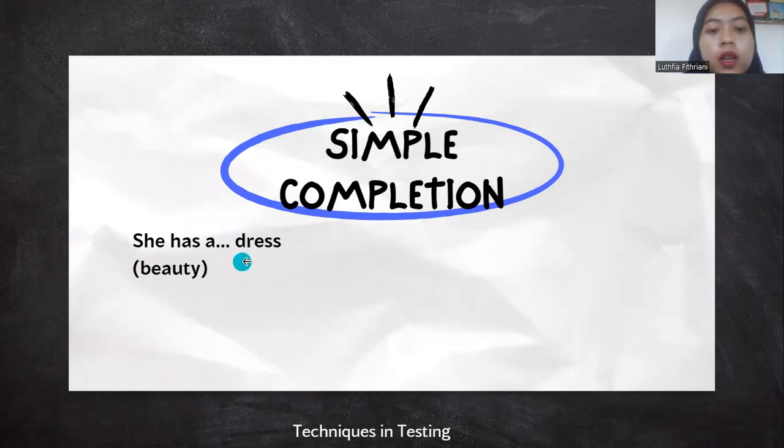She has a blah blah blah dress, and the clue is beauty. What do you think? What is the answer? You can drop your answer in the comment section below.